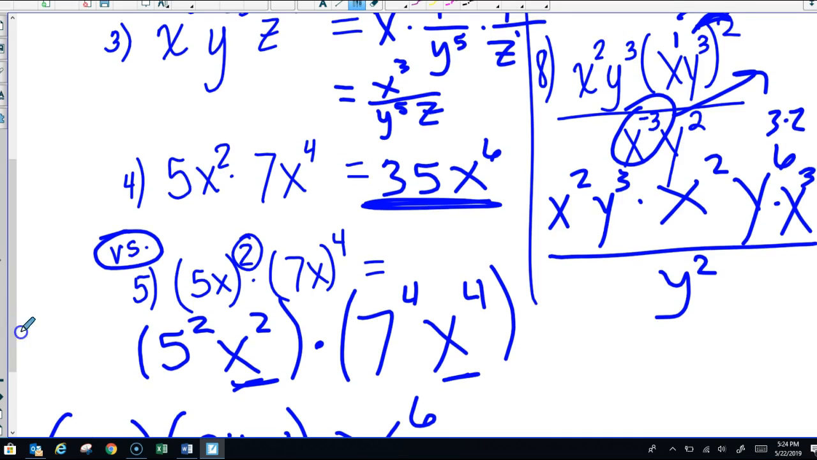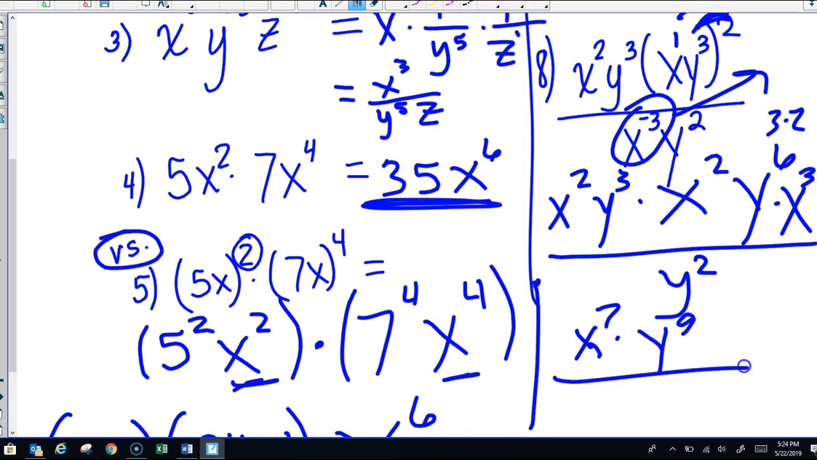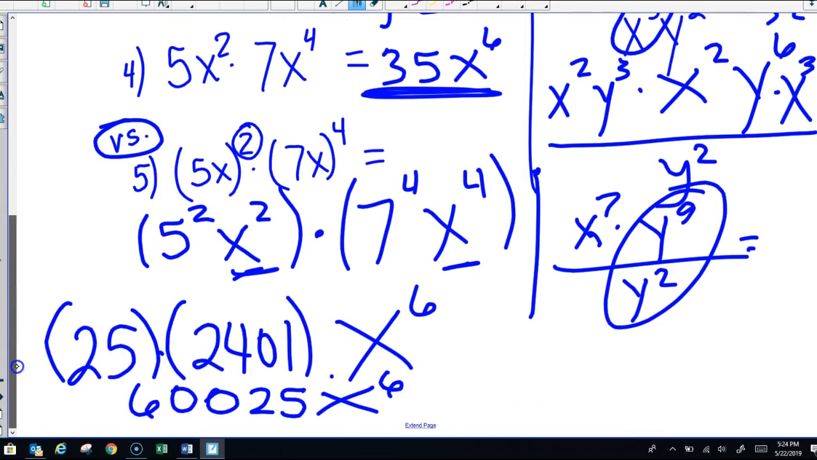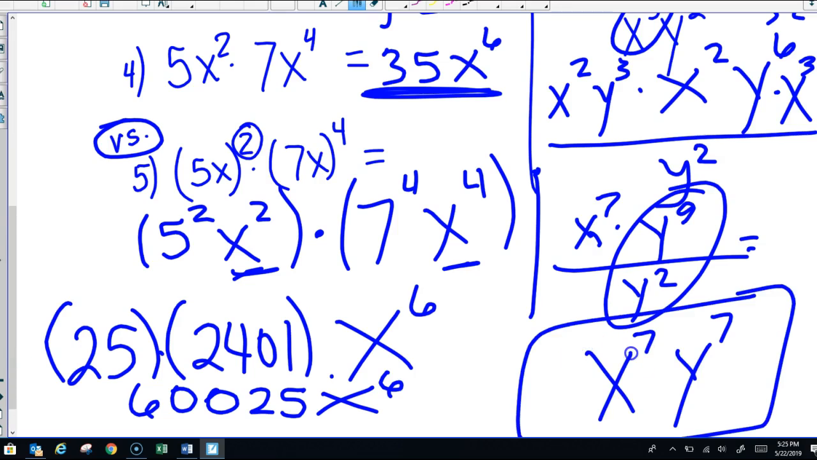Okay. Now, all of these x's up top, I would add their powers. And the couple of the y's there, I would add their powers. So I'm going to have x to the 2 plus 2 plus 3. So that's 7, times y to the 9th over y to the 2nd. And now these are being divided, so I'm going to subtract powers. So I'm going to end up with x to the 7th, y to the 7th, and nothing down in the bottom.